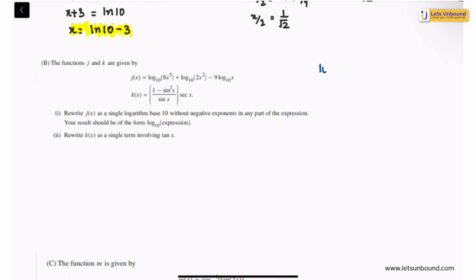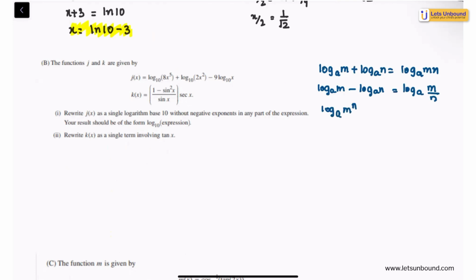Remember, the log laws that we have are log base a of m plus log base a of n is log base a of mn, which means that if they're being added, their arguments get multiplied with the same base. Similarly, if they are being subtracted, log base a of m minus log base a of n, then the arguments get divided. And we have one more log law, which is if I have log base a of m to the power n, then that n gets multiplied, which is n times log base a of m. So let's keep in mind these three log laws.